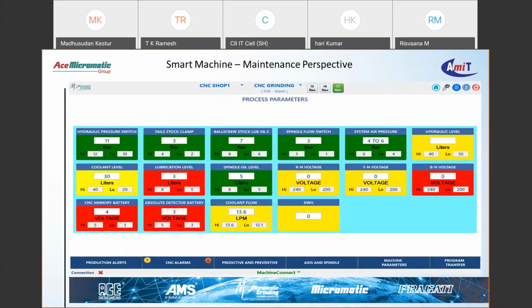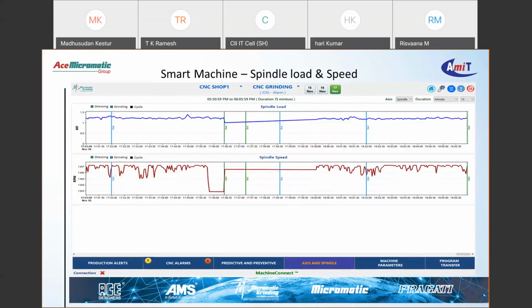So several of our customers ask for a maintenance perspective where different parameters in the machine are displayed in a cockpit or in a dashboard with appropriate color coding and alerting system. And this data is continuously logged for traceability purposes. So examples of misuse of spindle, etc., can be figured out by monitoring the spindle load. If the spindle is being overloaded or if it is underperforming due to vibration, etc. So such things can be figured out by monitoring the spindle load and speed.